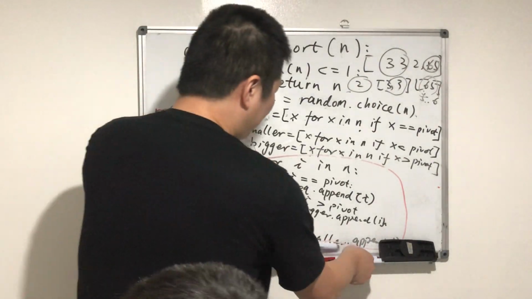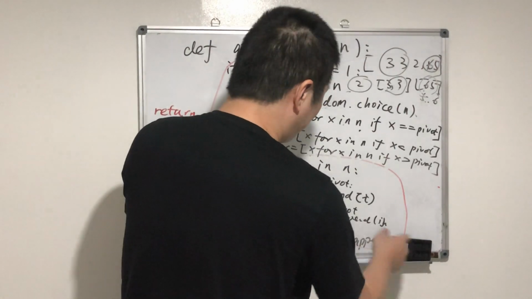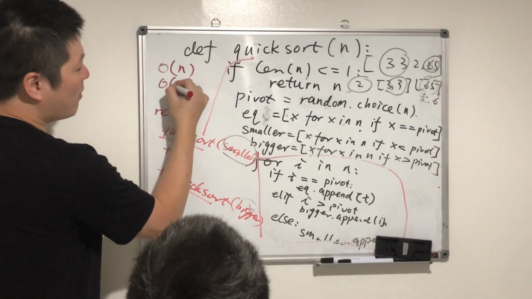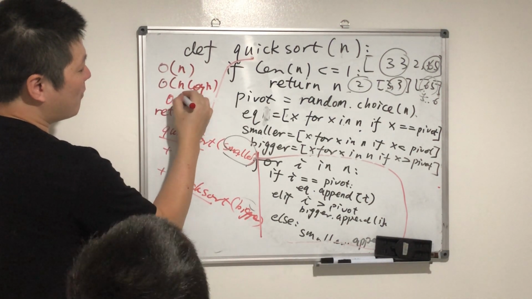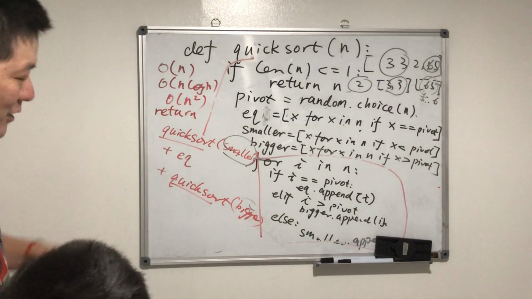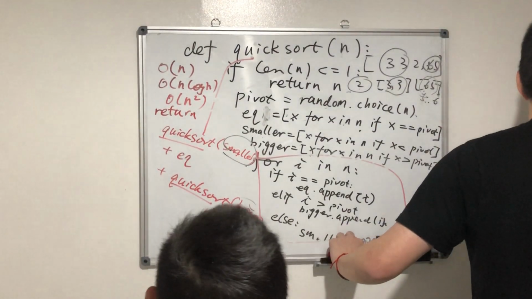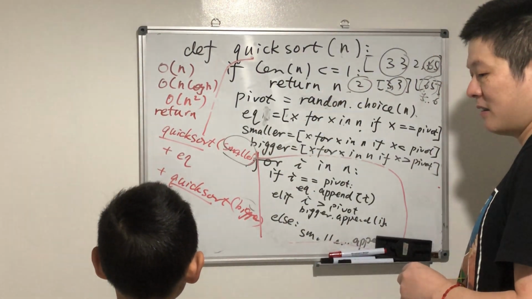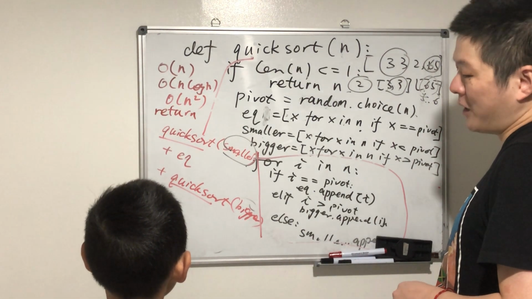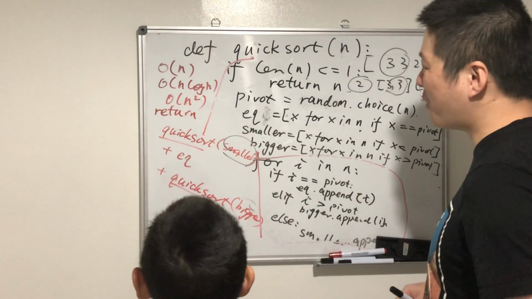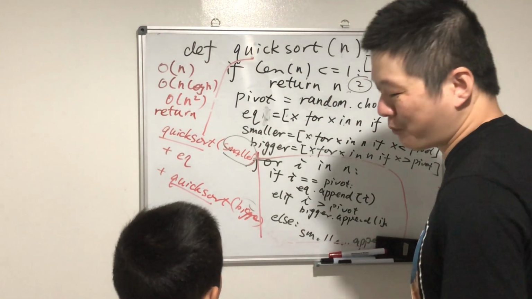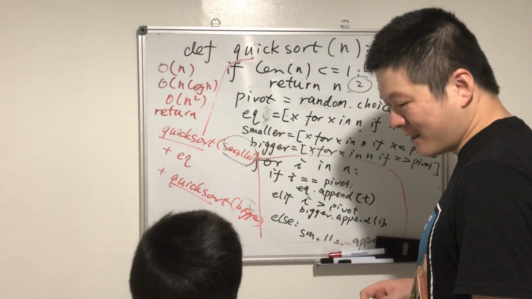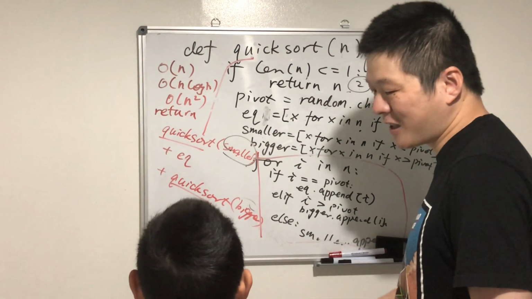So the algorithm complexity for this one, can you make a guess? It's a bit difficult. Is it O(n)? Is it O(n log n)? Or is it O(n squared)? Which one? Pick one. Just guess. Don't worry. If you make a mistake, just pick one, and I tell you if it's right or not. There are 3 choices. Just tell me which one.